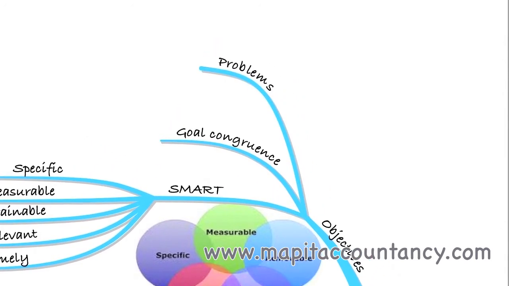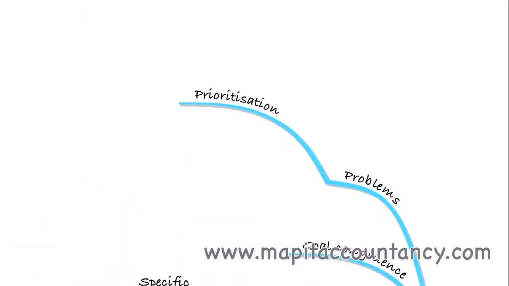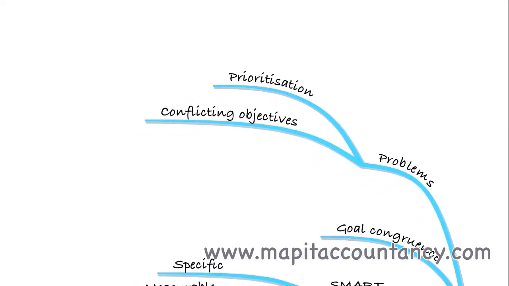So there are some problems when we come to try and achieve goal congruence for our objectives within an organisation. First of all, how do we prioritise what are the most important objectives, the most important goals? Is that down to management? Is it down to the employees? How do we go about doing that prioritisation? We need to have some sort of a set criteria to do that. Also, we will always have conflicting organisation objectives. So we might find that our managers have different objectives from our employees.